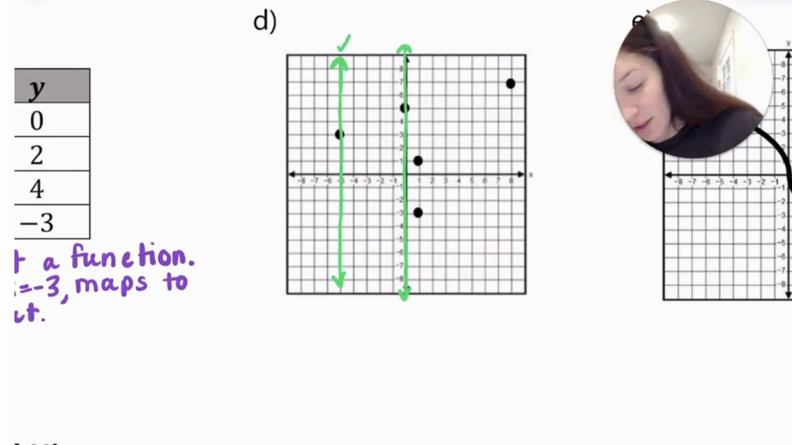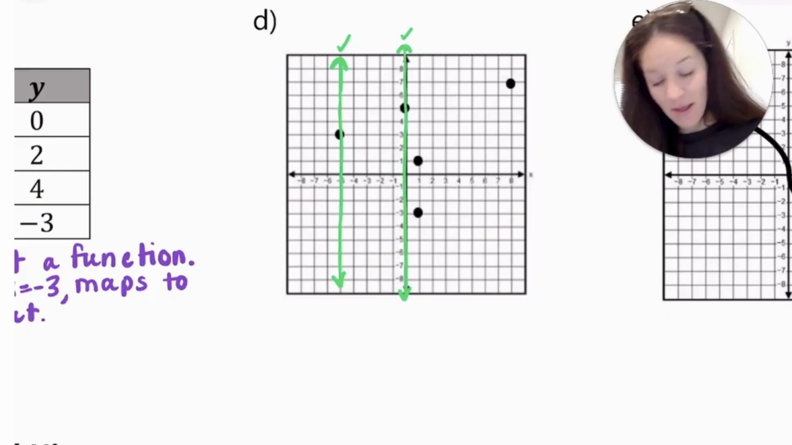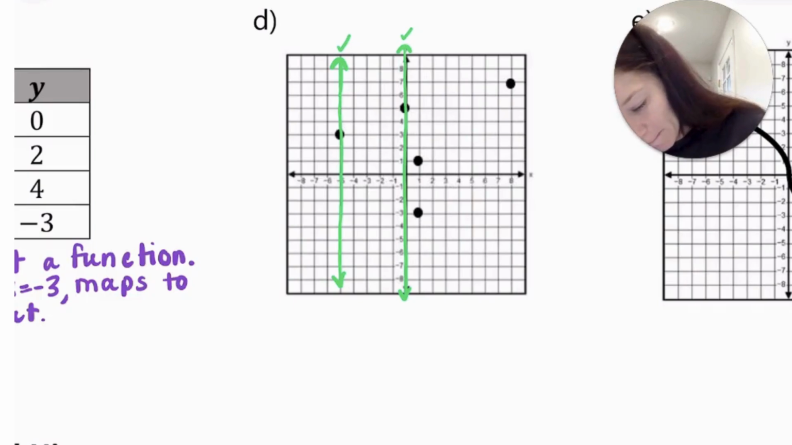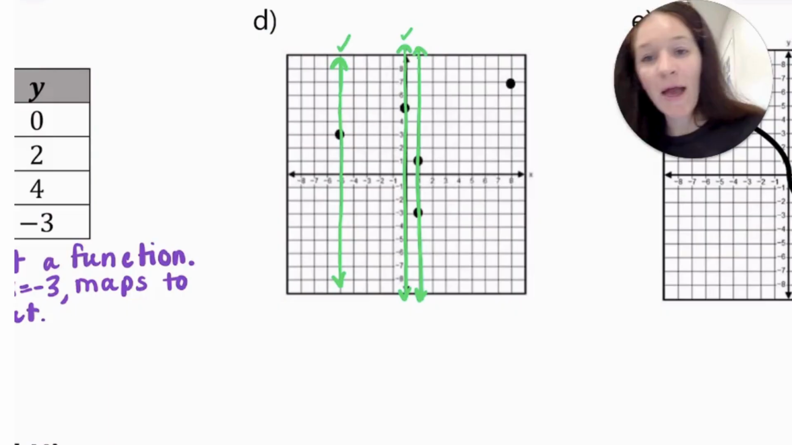And the answer is yes. Then I'm going to go to the next one, and I'm going to draw another vertical line. And I'm going to say, okay, if I draw that vertical line, does it only pass through one point?